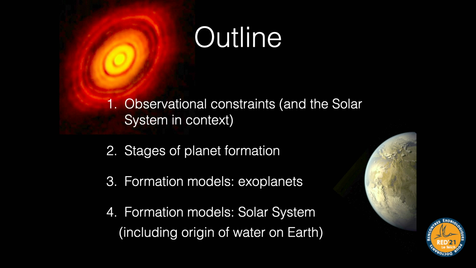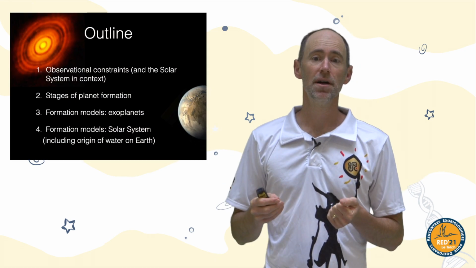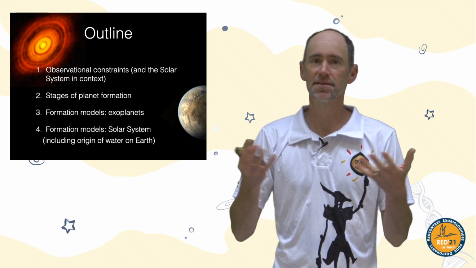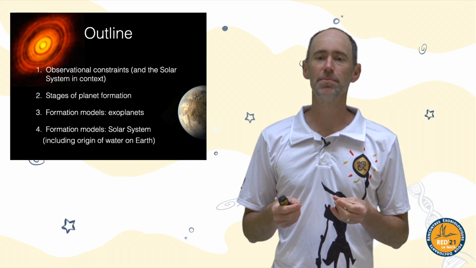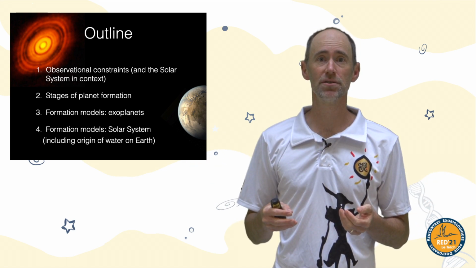To start off, I'll talk about observational constraints. What is it exactly that planet formation models are trying to explain? Because it's important to know where you're going. The second part will be the stages, based on what we think we know now, the different steps of planet formation, how things grow. Then we'll look in some detail at exoplanet systems and talk about how we think they form. And then we'll wrap up talking about how we think the solar system formed. And I'll just mention a little bit, since this is an astrobiology thing, we'll talk a little bit about the origin of Earth's water, since water is obviously of great importance from an astrobiological standpoint.